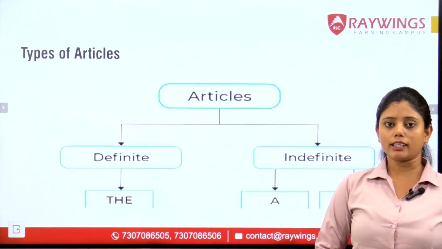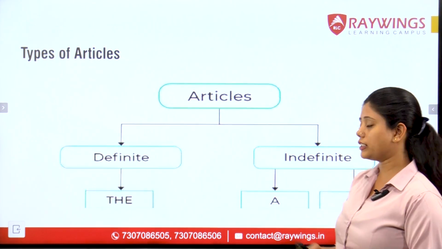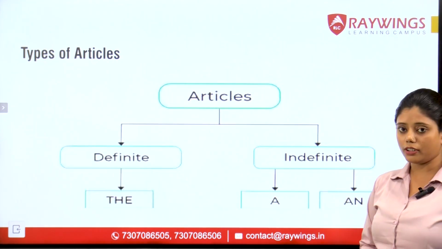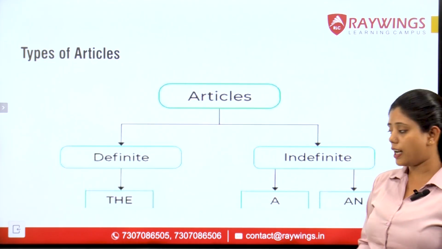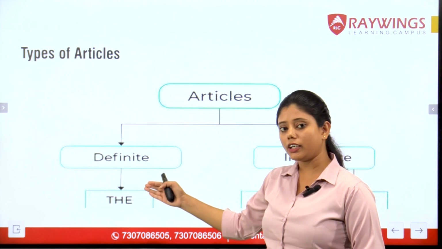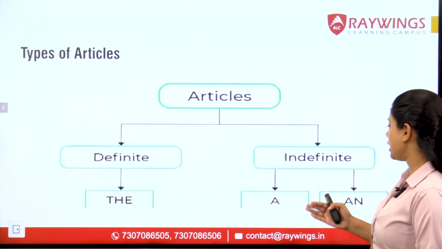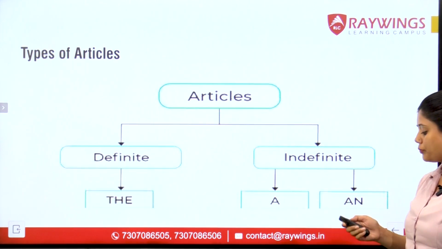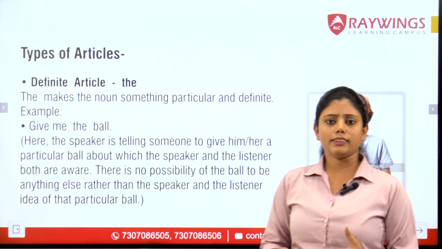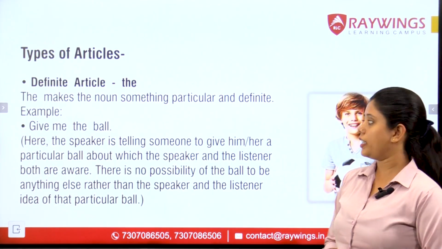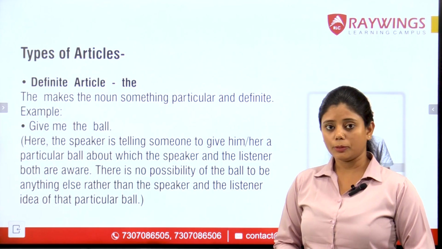Articles are broadly classified into two types. First is the definite article and the second one is the indefinite article. In indefinite articles there are two types, that is a and an. Now, what do we understand by this definite and indefinite term? Let us understand that. So the first one is the definite article the.